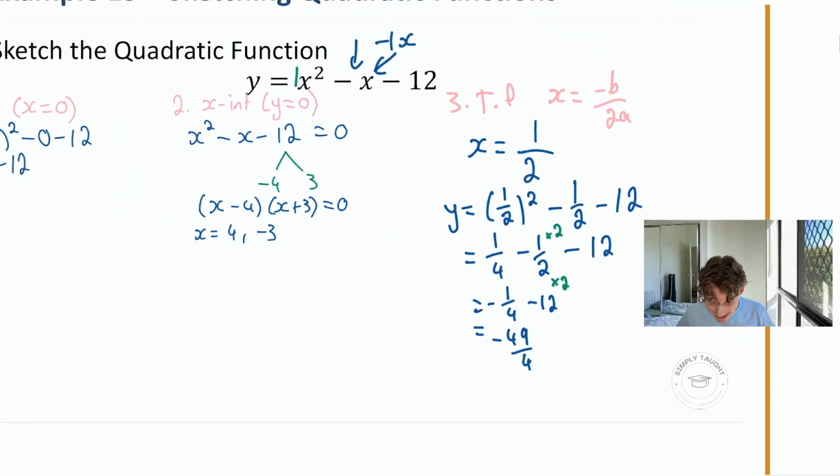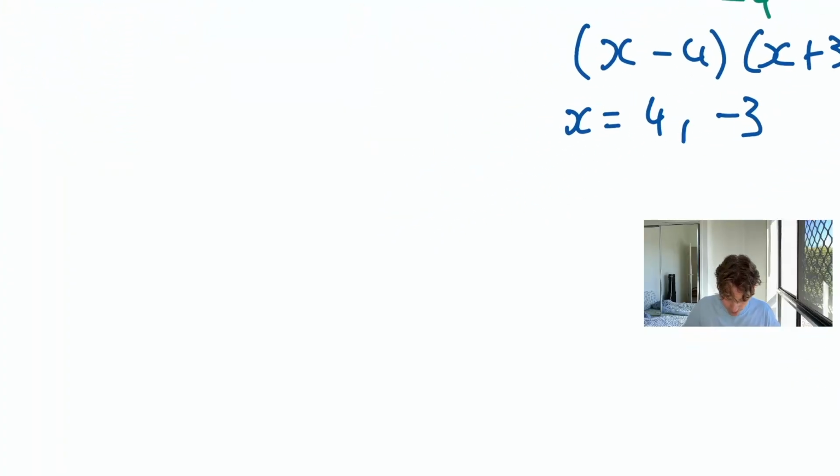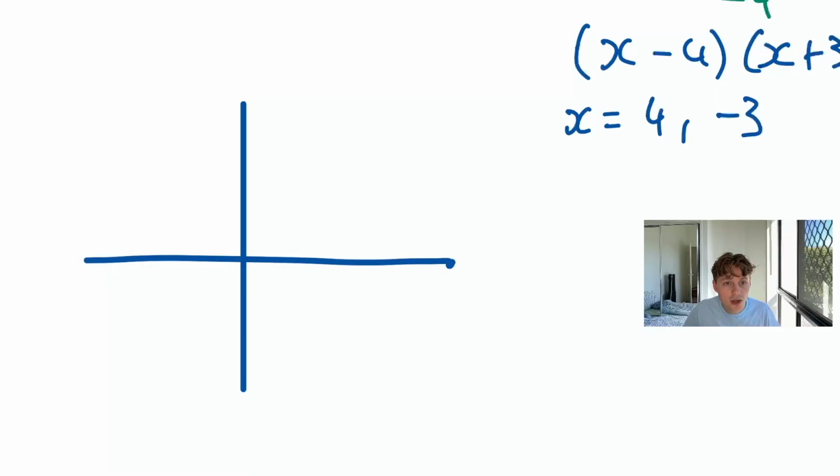So my 3 steps to get all the information I need to sketch a quadratic are: find the y-intercept, find the 2 x-intercepts, and find the coordinate point of the turning point, which I have done. It is 1/2, negative 49 over 4. So I now just want to sketch my graph. I'm going to zoom in here. I'm going to draw myself a lovely pair of axes.